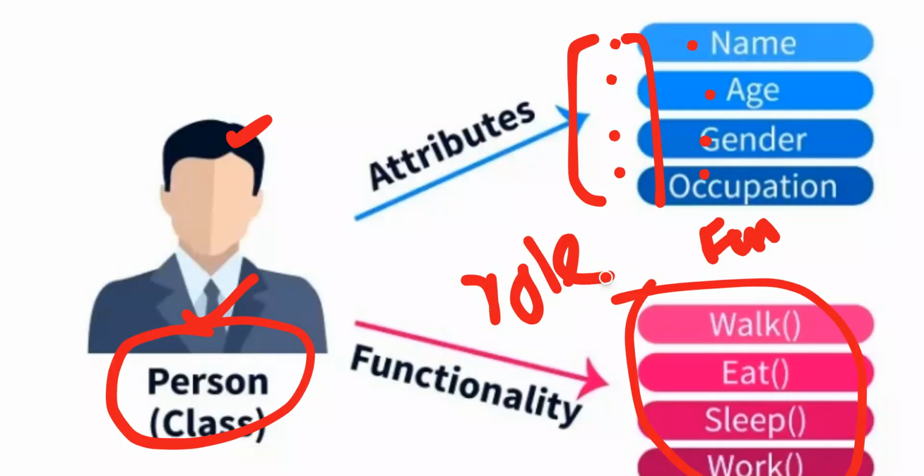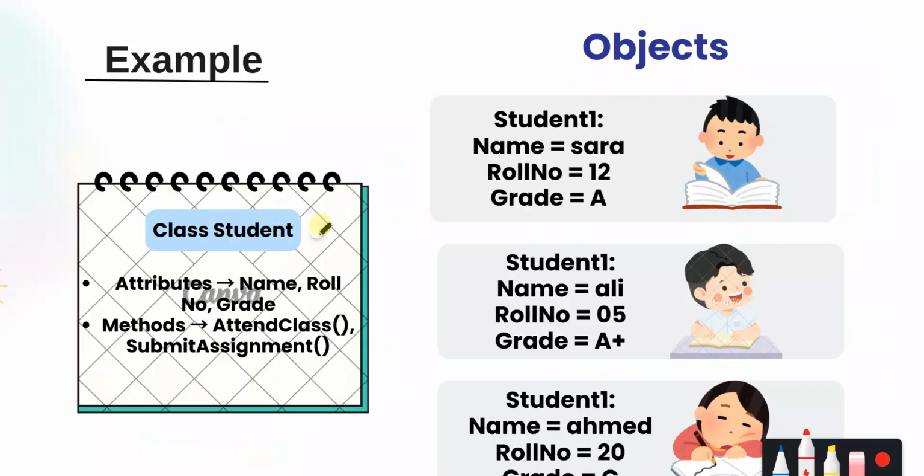Functions mean what role that object can perform in the system. For example, if we have decided to create a student class, then what are the student's responsibilities in that program? For example, a student will be able to check their result, they will be able to submit their assignments, they will be able to submit some requests. So all these are the functionalities.